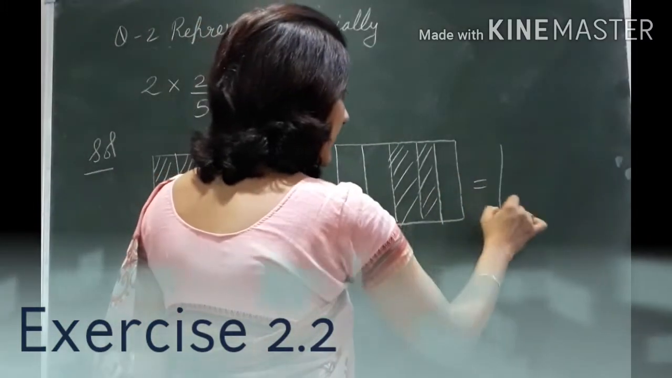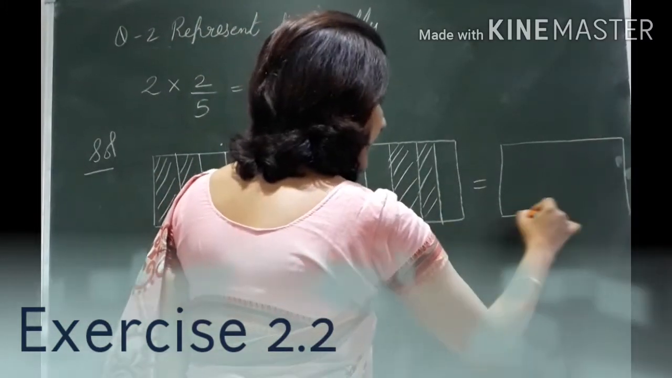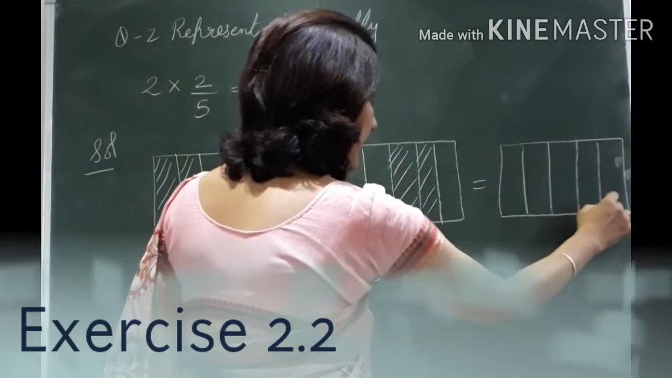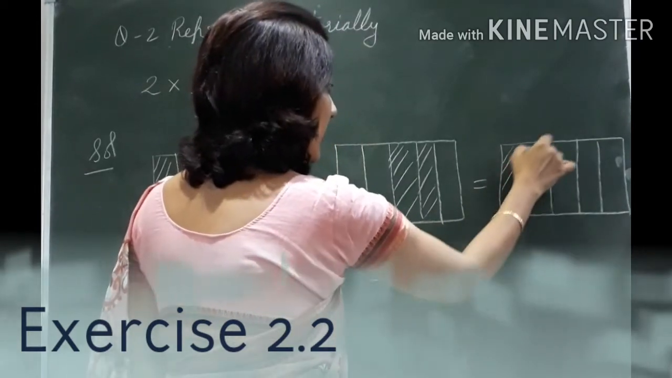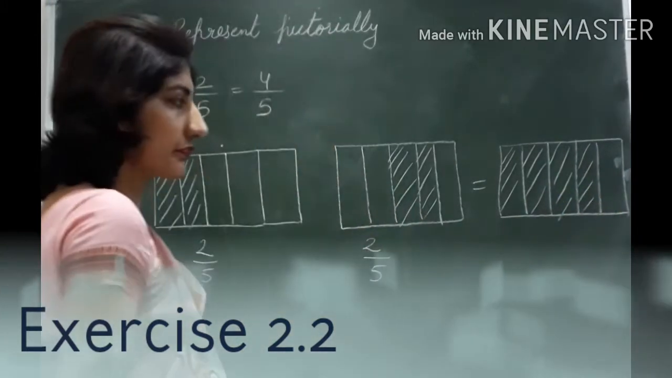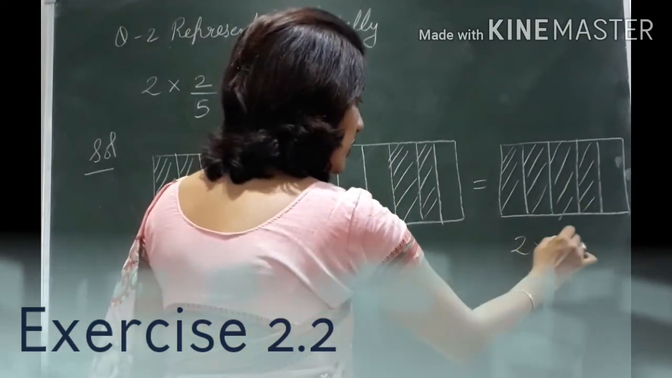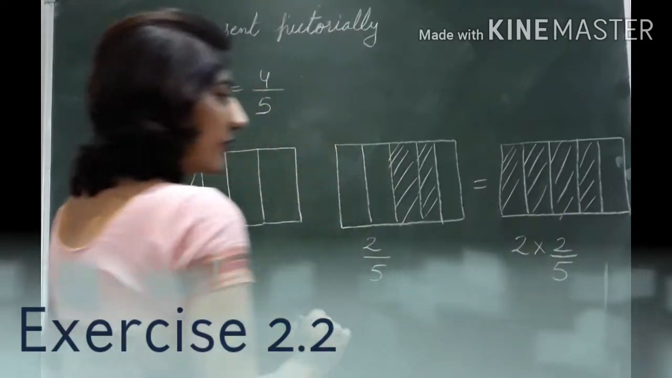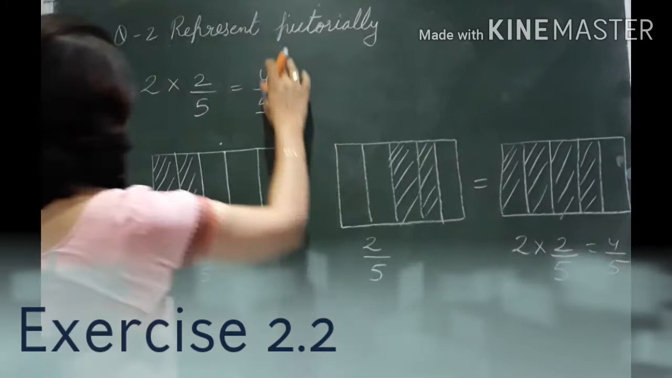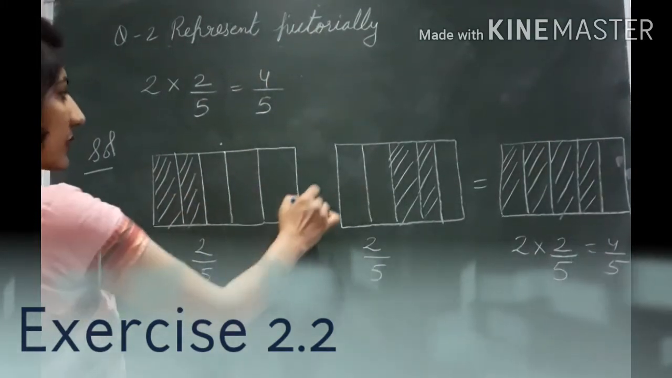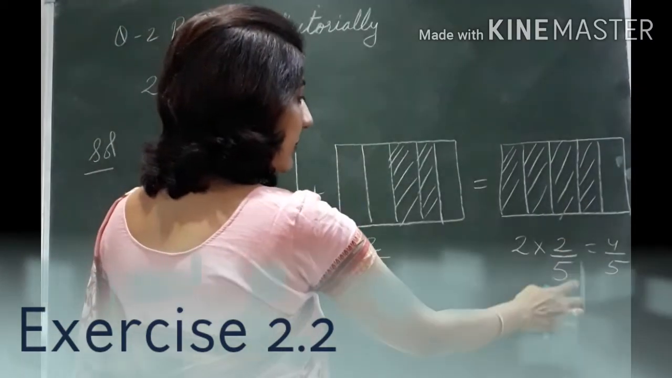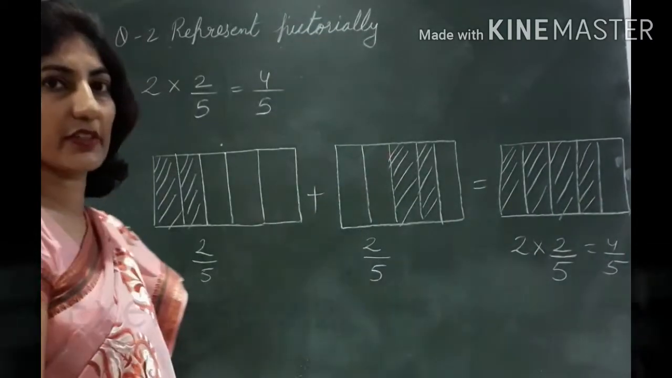So in the final picture, again divide it into 5 equal parts, 3, 4, 5 and shade 4 parts, 2, 3 and 4. So this representation is 2 into 2 by 5, that is equal to 4 by 5. So if the question comes to represent pictorially, this way you have to represent 2 by 5 plus 2 by 5 equals 2 multiplied by 2 by 5, that is 4 by 5.